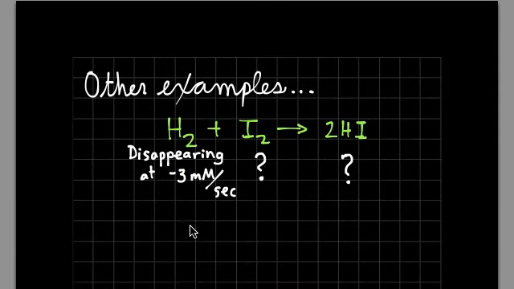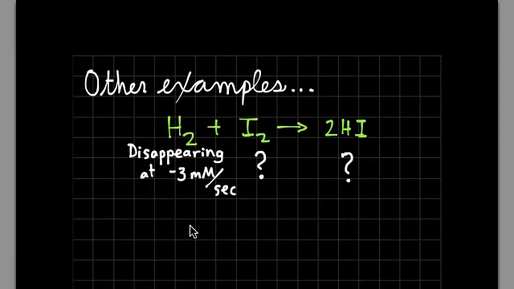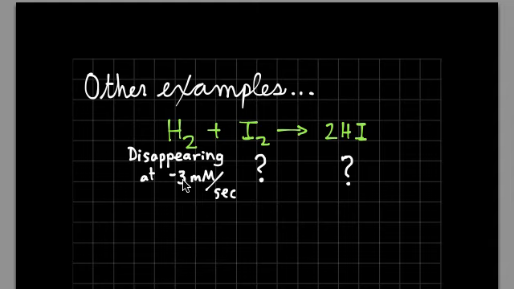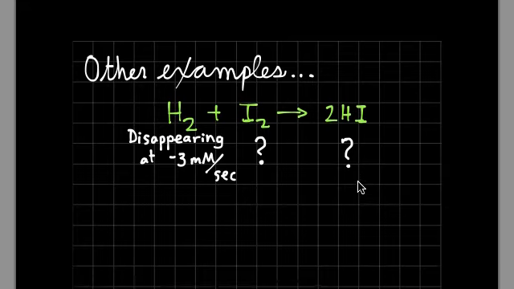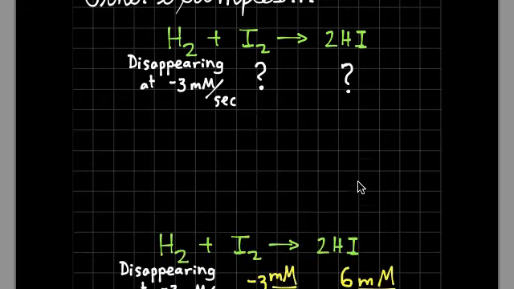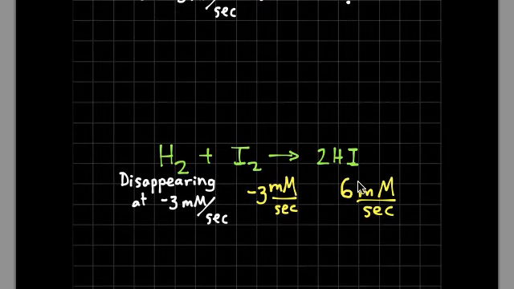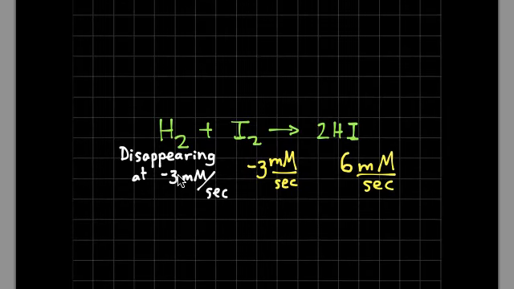Some other quick examples. If I knew that H2 was disappearing at negative, I just totally made that up, 3 millimolar per second, how quickly would this be disappearing? How quickly would this be appearing? Feel free to pause the video and ask yourself that question right now. And the answer, congratulations if you paused the video: 3 millimolar disappearance here. This is a 1 here and 1 here and a 2 here. So this would be appearing twice the rate of those disappearances.